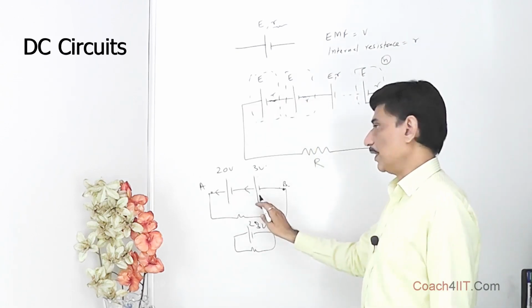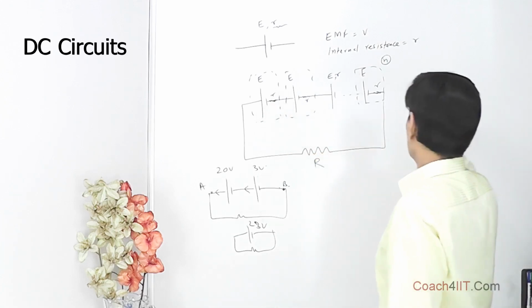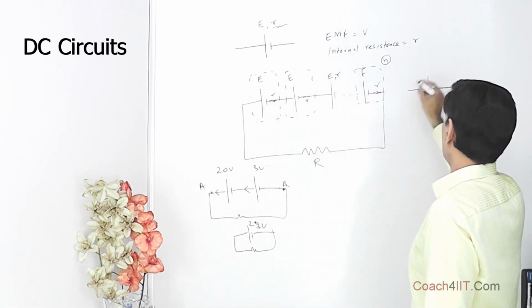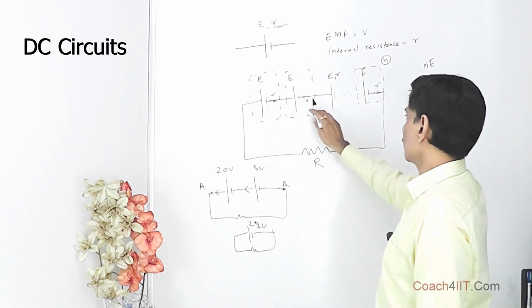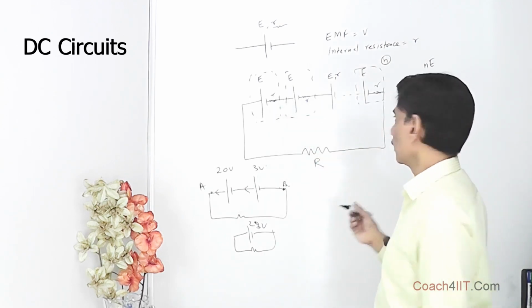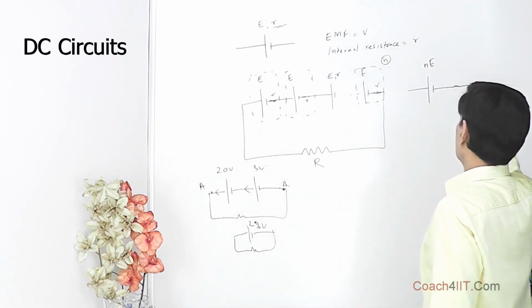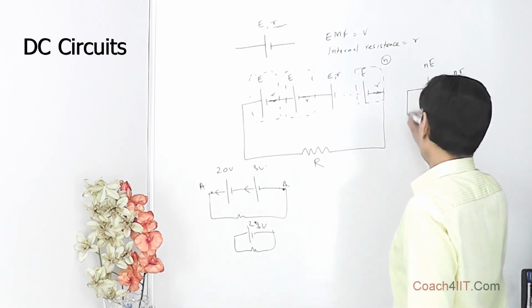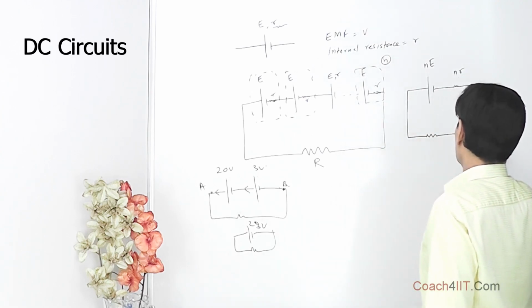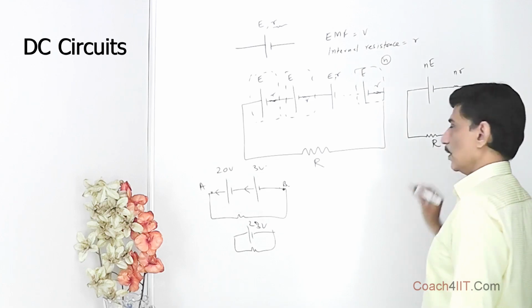As over here we have added it, EMF of one cell is E, so EMF of N cells is going to be N into E. All these internal resistances are in series only. So the equivalent internal resistance is N into R. That is the equivalent resistance. And over here we have an external resistance also denoted by capital R.